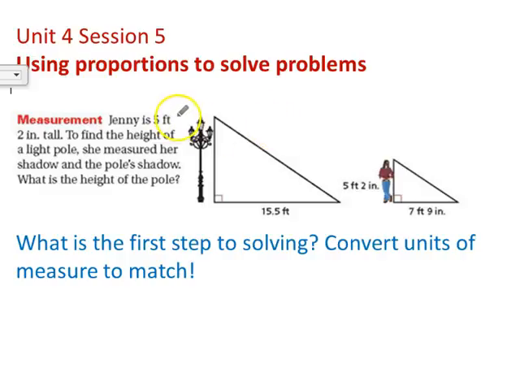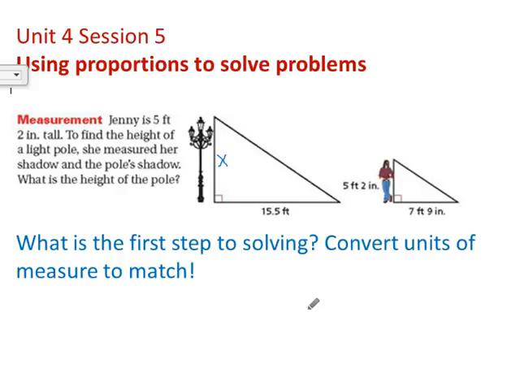So here, the problem is that Jenny is 5 feet, 2 inches tall. To find the height of a light pole, she measured her shadow right here and the pole shadow right here. What is the length of the pole? So this is our x. That's what we're trying to find. Remember, we can set up ratios with corresponding sides and then set two ratios equal to each other, and we'll have a proportion that we can solve for.